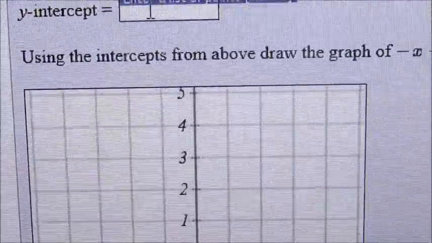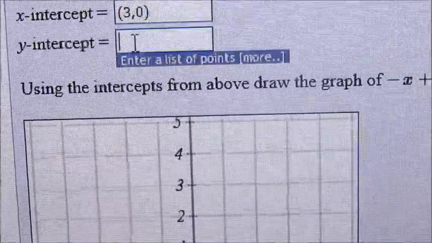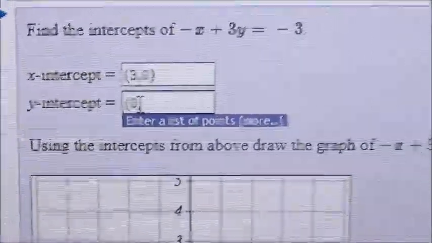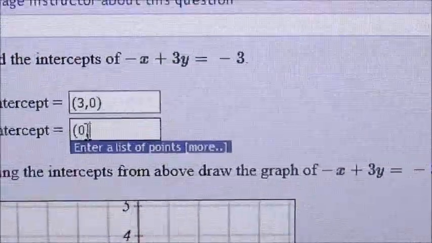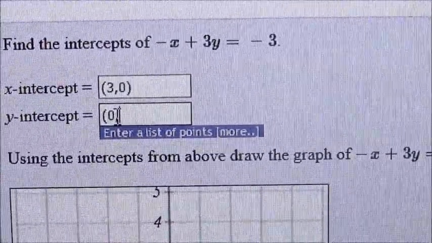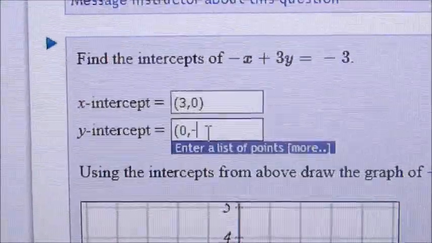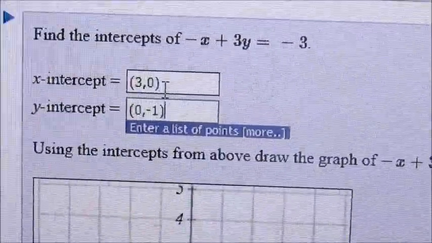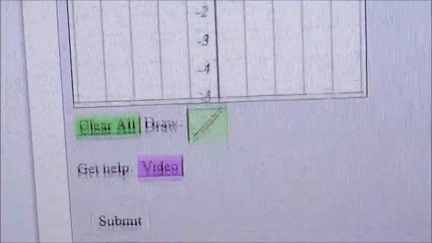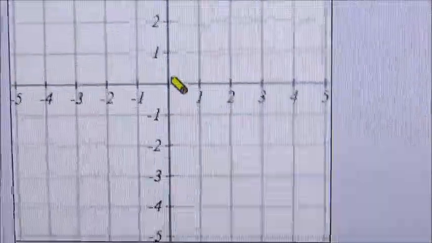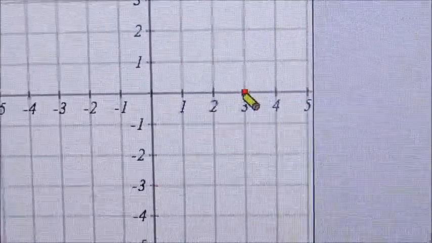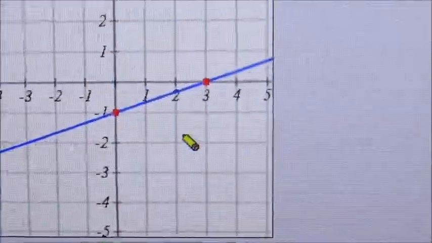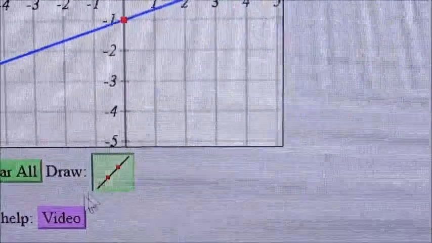Now for the y-intercept, we put a 0 in for x. So I'm going to go ahead and write that, 0, comma. And when we do that, we're going to have 3y equals negative 3. Divide both sides by 3, and we're going to get negative 1. So our points are 3, 0, and 0, negative 1. When I want to draw that, I'm going to go 3, 0, and then 0, negative 1. Those are my 2 points.